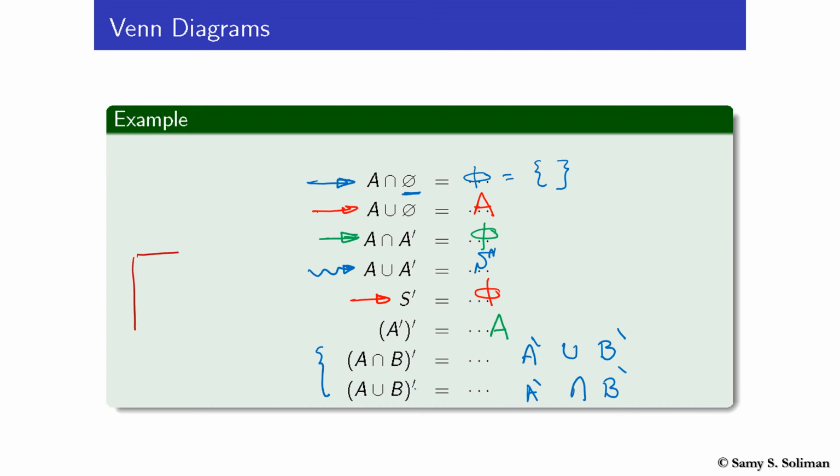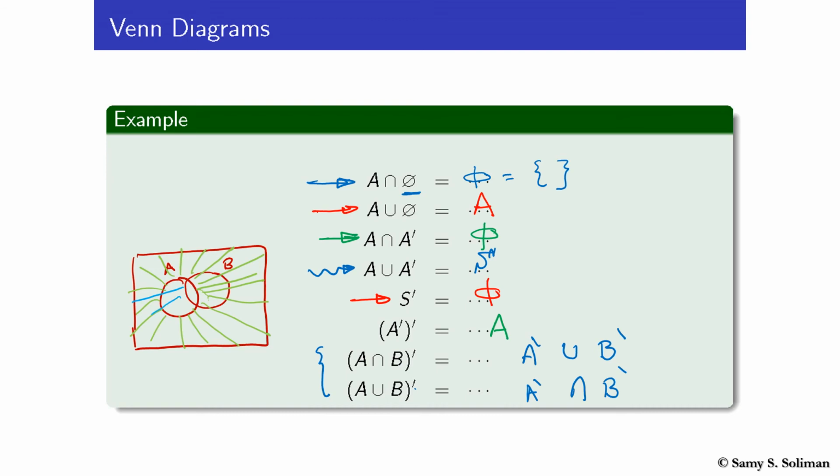For example, if this is the sample space and this is event A, and in general this is event B, let's consider the complements of the two events. The complement of A is this green shaded space, or the elements outside A, and the complement of event B is this blue shaded area, which is all the area outside B.